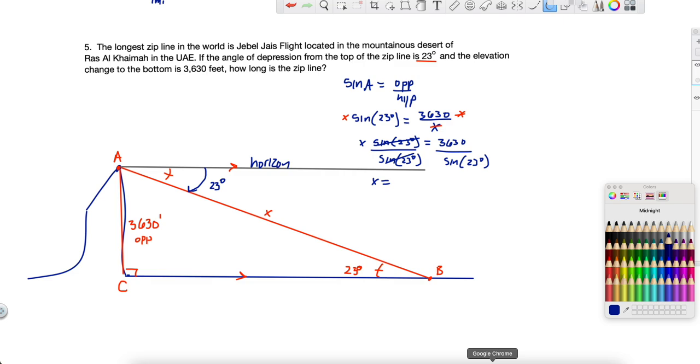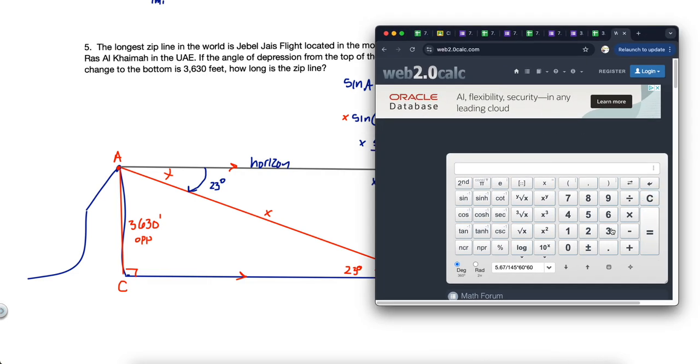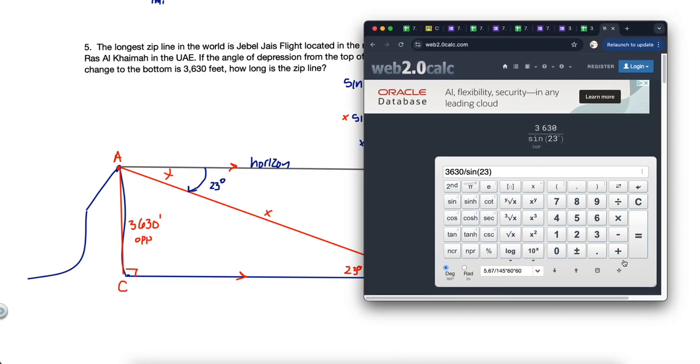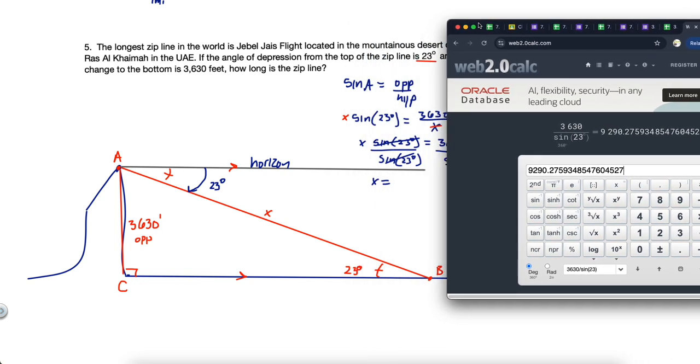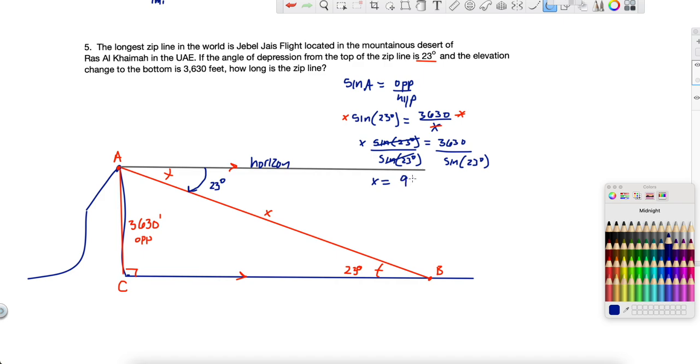We can put in our calculator 3630 divided by sine 23. Yep, 9290. Okay, we're going to round this. 9,290 feet. All right. So a mile is 5280, so this is over a mile long. So that is the length of the zip line.